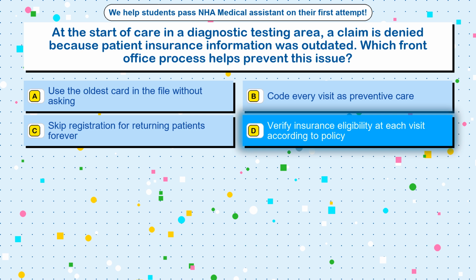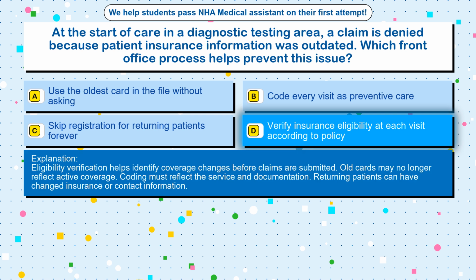Verify insurance eligibility at each visit according to policy. Eligibility verification helps identify coverage changes before claims are submitted. Old cards may no longer reflect active coverage. Coding must reflect the service and documentation. Returning patients can have changed insurance or contact information.